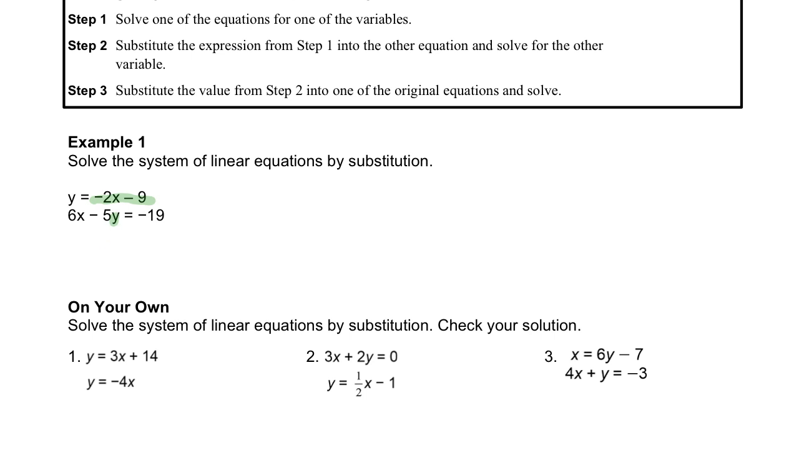So here's how this is going to look. We're going to write down 6x minus 5 times, and then in parentheses, we're going to put in that negative 2x minus 9, and then we're going to keep the equals negative 19. So notice what we plugged in is this part right here. So let's go ahead and solve this equation now.